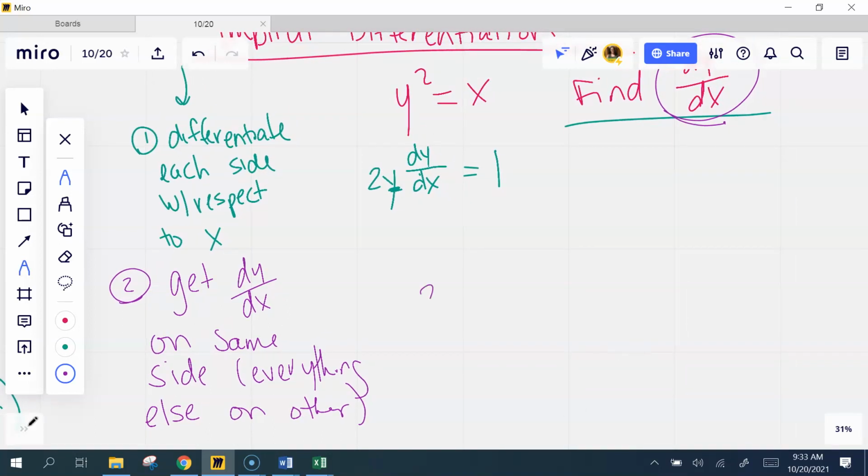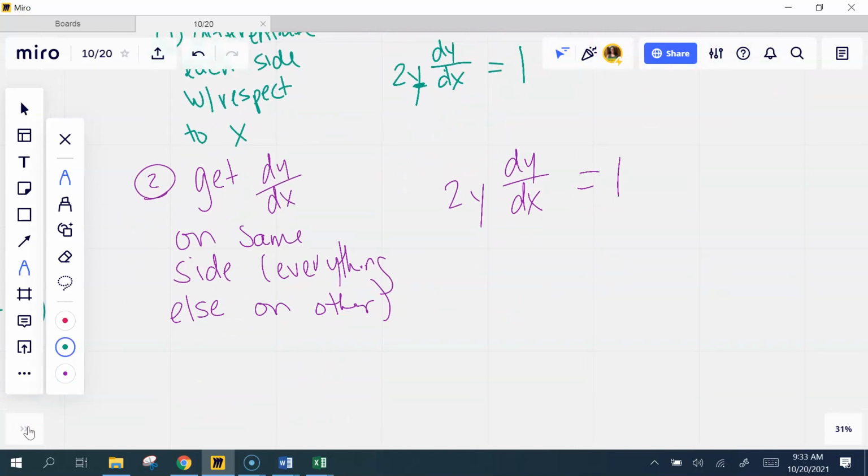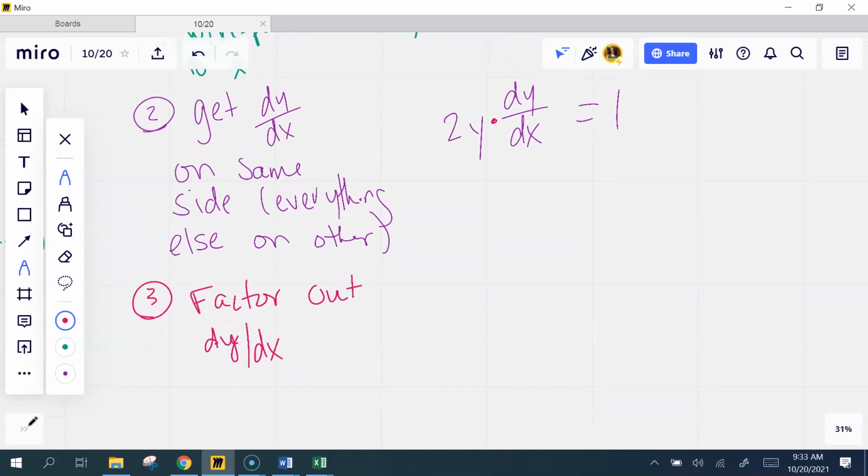Okay, so this is already separated: 2y dy dx equals 1. It could be that I have 5x plus 7x squared minus 15 dy dx equals 7 dy dx, and I'd have to get those dy dx's on the same side. Then I'm going to factor out dy dx. In this case it's already factored out, but remember, some of them won't be like this.